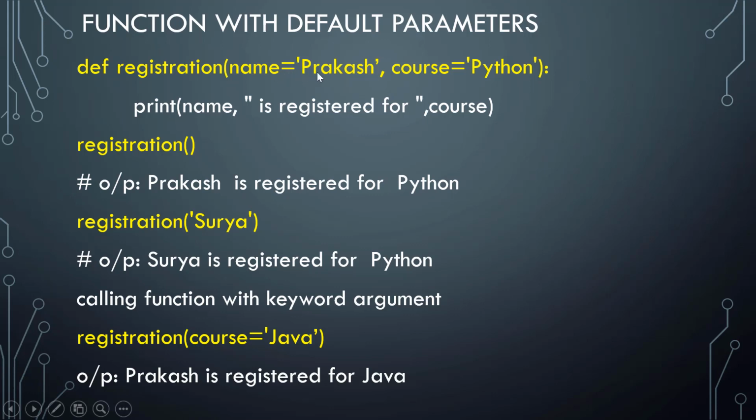So the output is Surya is registered for course. I didn't pass the course, so it's a default parameter. Since it is default, you'll get the default value as Python. So Surya is registered for Python.